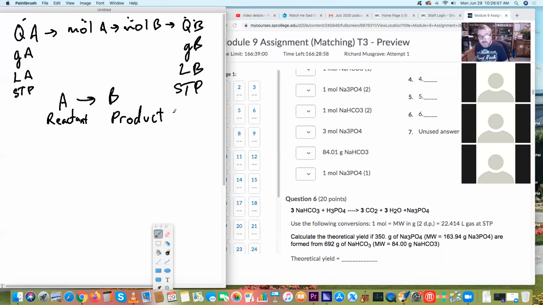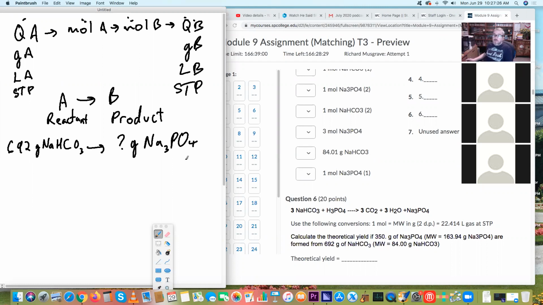So then it does become one of these problems like we're just doing up here. But the key is we need to start with whatever the reactant is to figure out how much product we're supposed to get. So we're going to start out with 692 grams of NaHCO3, and what we're interested in is figuring out how many grams of Na3PO4 we should have gotten. I'm telling you right now, it's not going to be 350 grams. It's going to be something more than that. I'll stop there for a second. Does anybody have any questions?